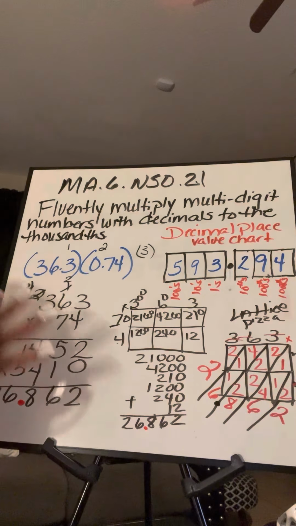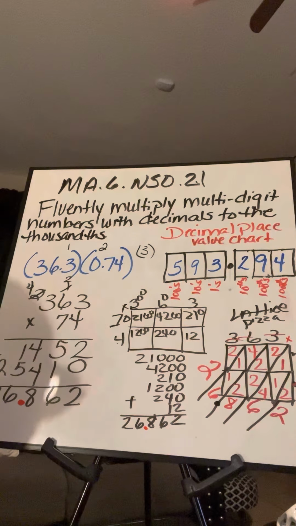So there are 3 different ways to do this multiplying with multi-digit numbers to the decimals place. Remember, you take your decimal out, sit it to the side, do the problem, put it back in. Okay, I hope this helps.